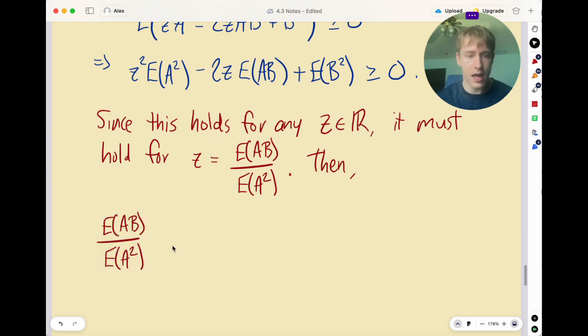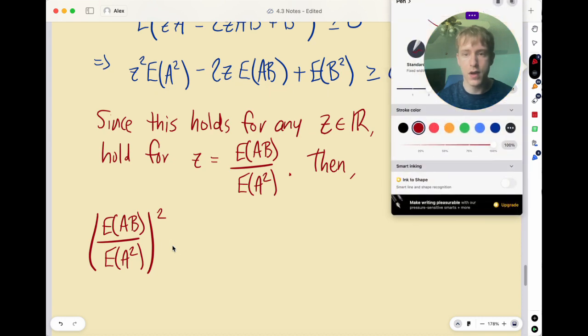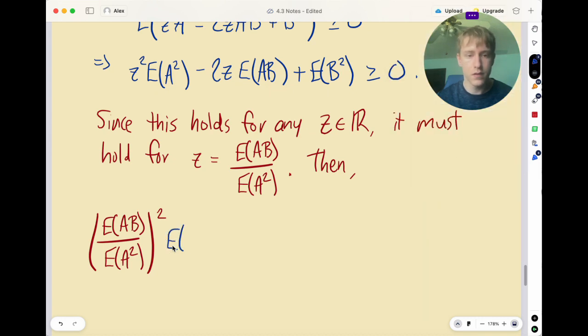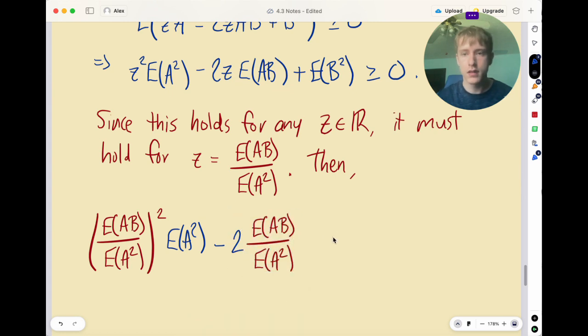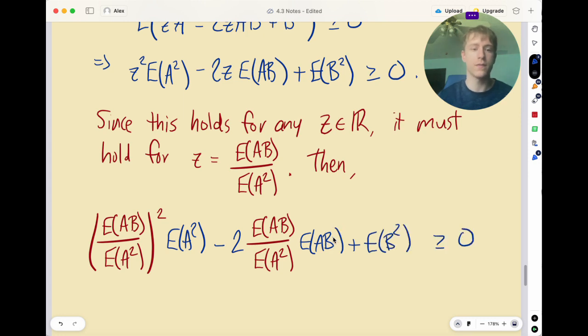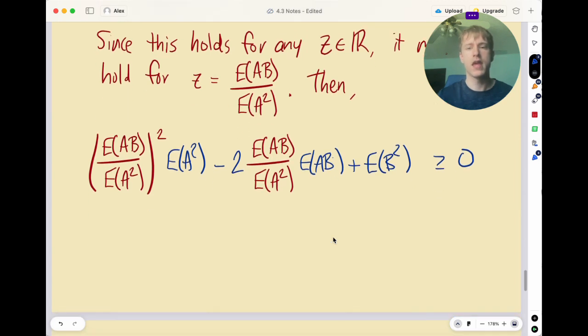Okay, so we are going to have that z squared times the expected value of A squared, minus 2 times z times the expected value of AB, plus the expected value of B squared, and that all has to be non-negative. Okay? And when you do that, what are you going to get?